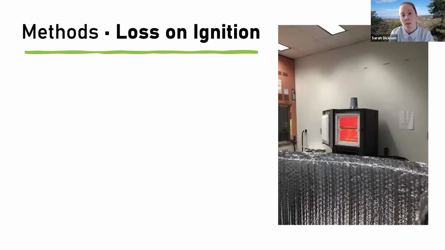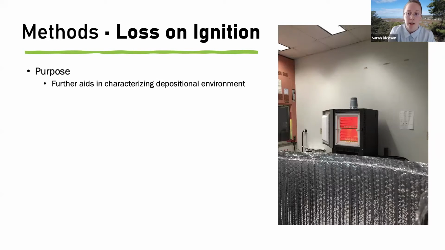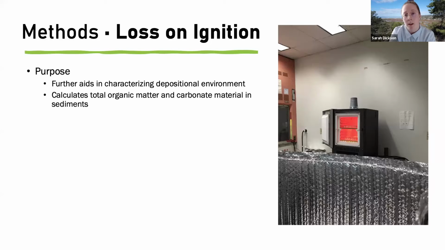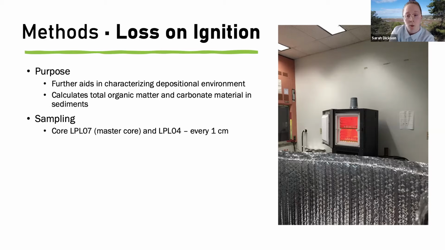Next, the cores were sampled for loss on ignition. The purpose of this analysis is to further aid in characterizing the depositional environment by calculating the total organic matter and carbonate material in sediments. Cores 7 and 4 were sampled every centimeter. This analysis was not performed on core 3. As a pre-treatment, the samples were weighed wet and then dried at 60 degrees Celsius overnight. After drying, they were weighed again.